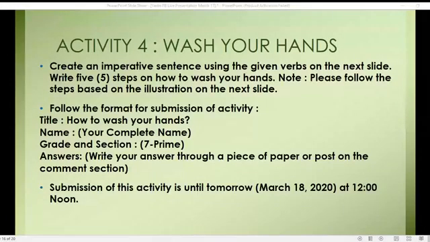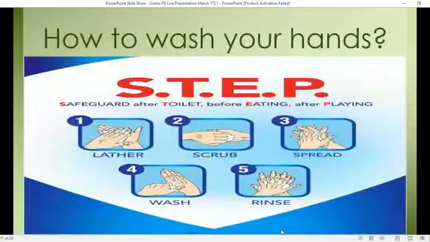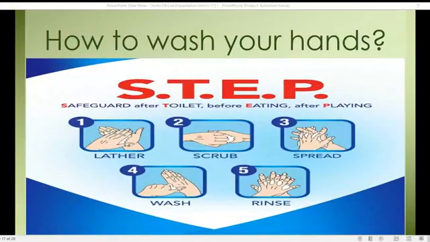Remember po na ito lang po yung basic steps. How to lather, how to scrub, how to spread, wash, and rinse. Yun lang po yung mga verbs na gagamitin, or yung main verbs. So, for example, you have to lather your hands with soap and water. Ganun lang po yung simple na structure ng sentence. Since you have to follow the basic steps or safeguard after toilet, before eating, after playing, and even when you hold an unwanted object. Kaya madumi pa yan or galing pa yan sa loob ng bahay.